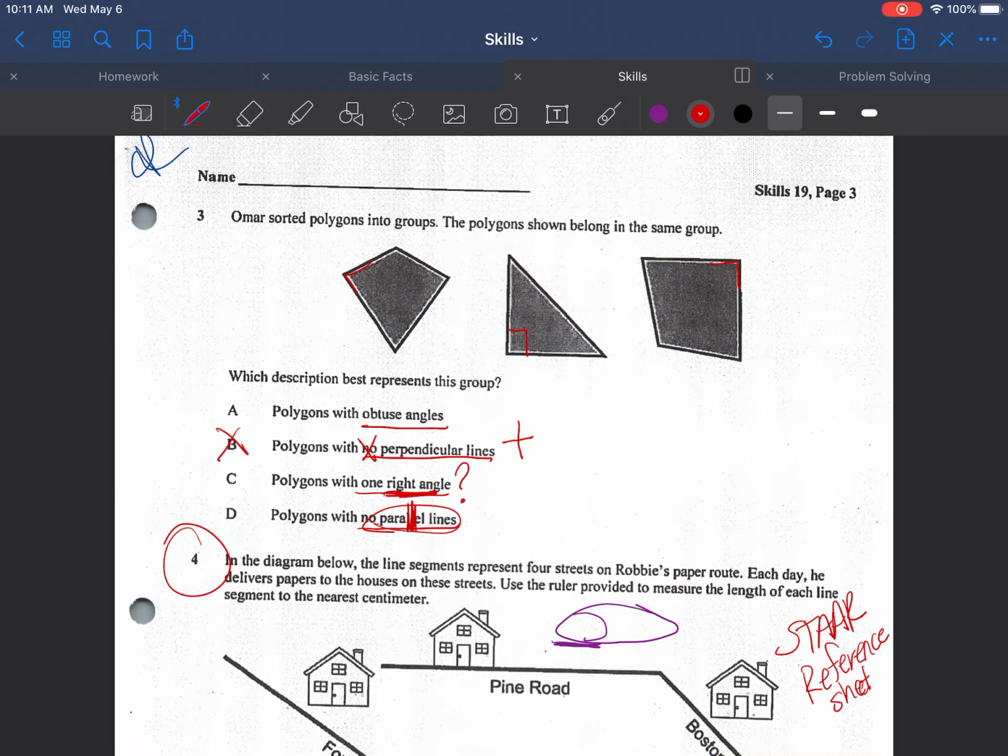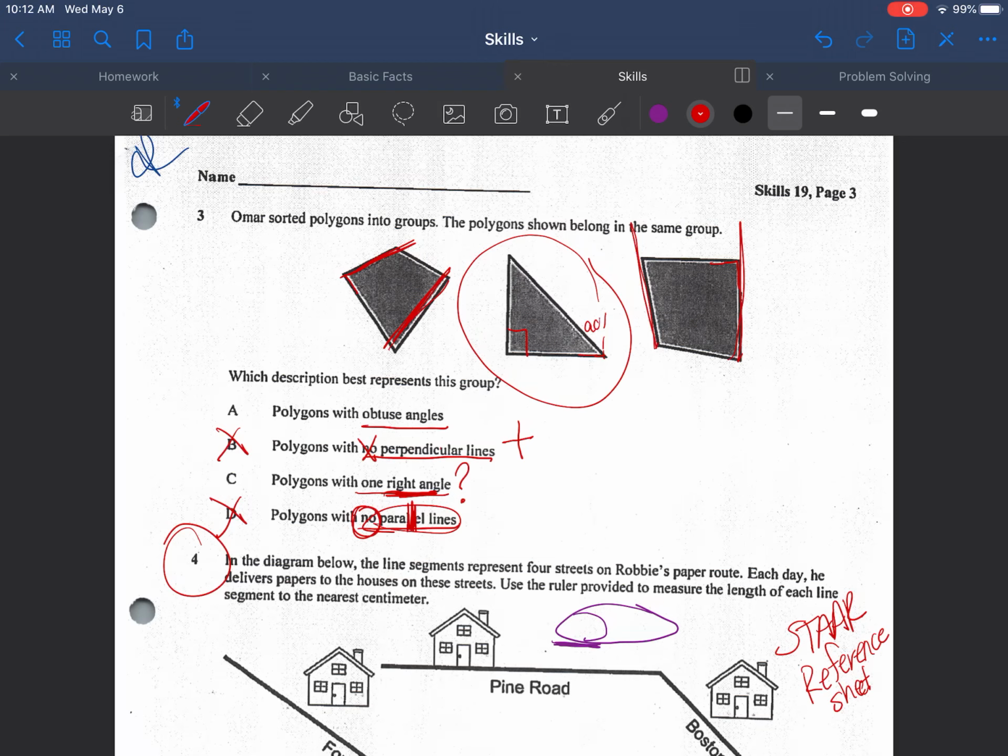Well, let's look at the triangle. Does the right triangle have no parallel lines? That one's obvious because all the lines are touching. But if you look right here, this one does have parallel lines. How about the ones over here, the sides? Do they have parallel lines? Yes, they do. And it said no parallel lines. So I'm going to go ahead and eliminate it.